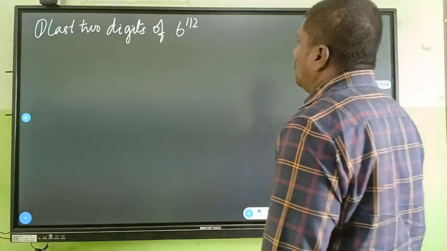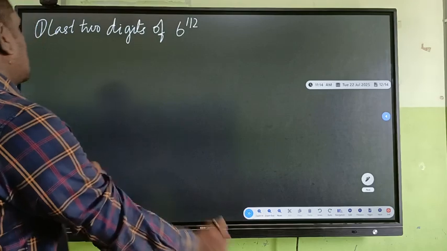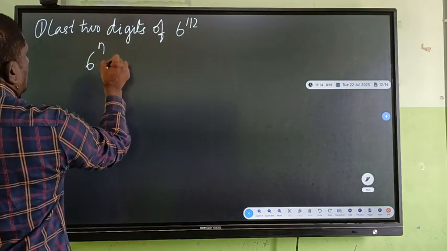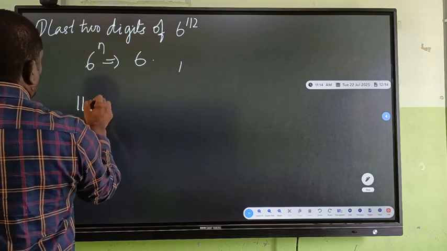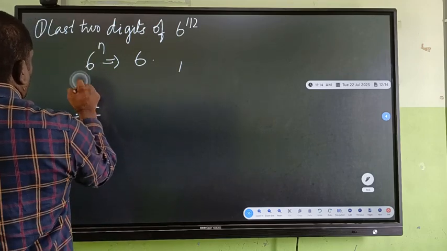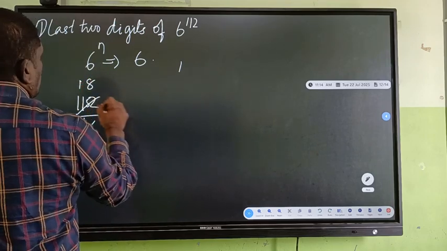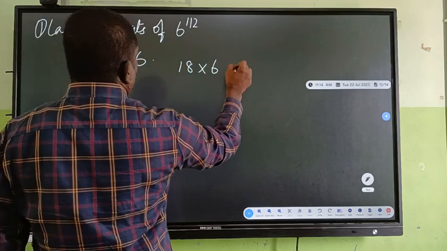Find the last 2 digits of 6 power 112. So what is the cyclicity of 6? For last 2 digits, cyclicity of 6 we are saying. So how can I write 112? I divide by 6, what do I get? 18 into 6 plus 4.